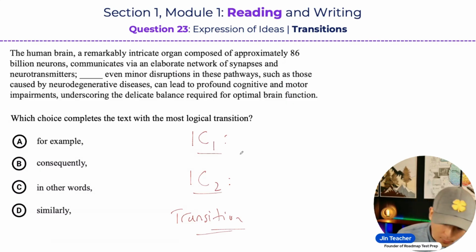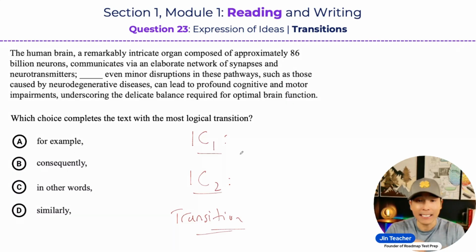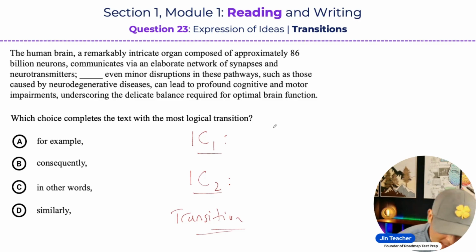Okay, so now what I'm doing is I'm trying to just understand the independent clause before I move on to the second independent clause, right? So here, the first independent clause reads, the human brain, a remarkably intricate organ composed of 86 billion neurons, communicates via an elaborate network of synapses and neurotransmitters.